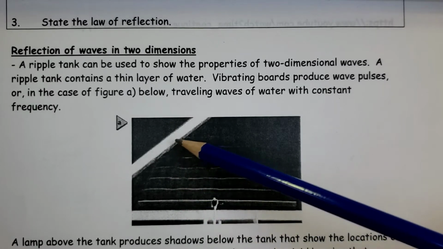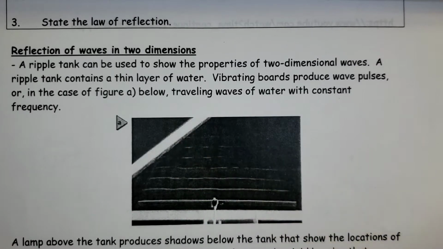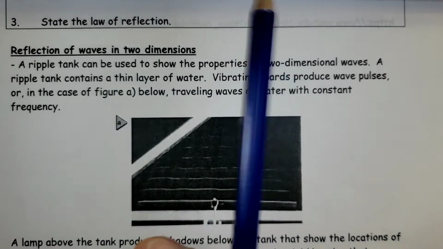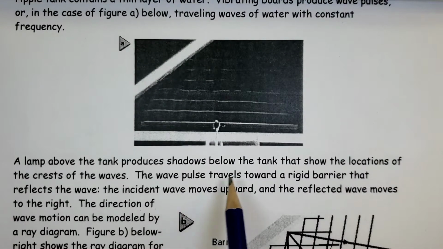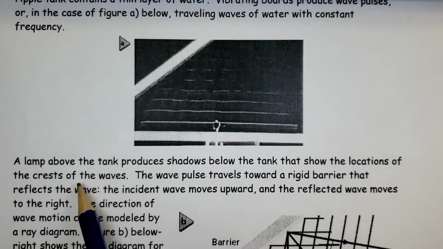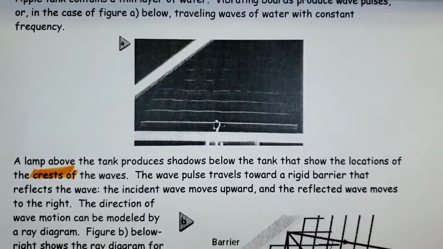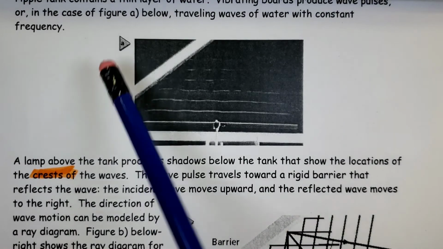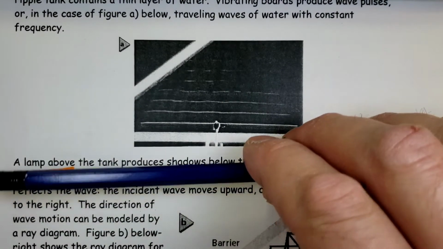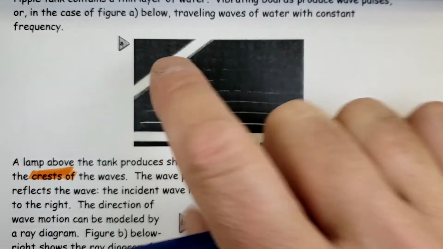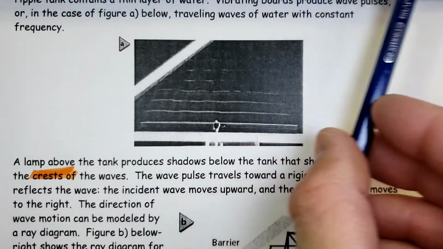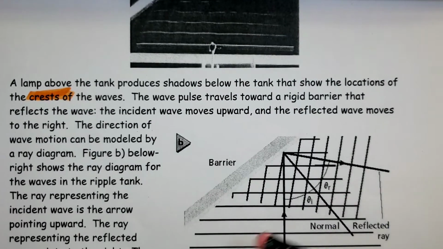And of course they can strike a barrier here and reflect off, as you see in the diagram below. A lamp above the tank produces shadows below the tank that show the locations of the crests of the waves. So when you see the wave parts there, we can assume those are all the crests. The wave pulses travel toward a rigid barrier that reflects the wave. The incident wave moves upward and the reflected wave moves to the right. It's hard to see on this diagram, but you have the waves coming up, and when they're hitting this barrier here, they're reflecting off like that. So it's kind of redrawn over here.